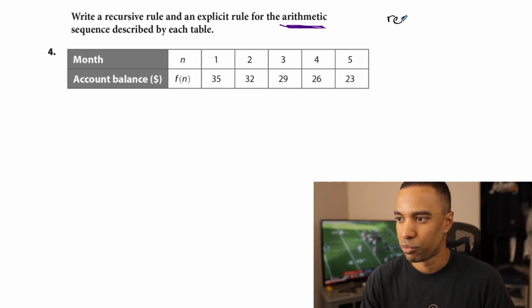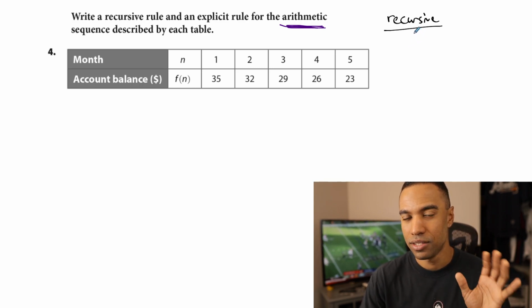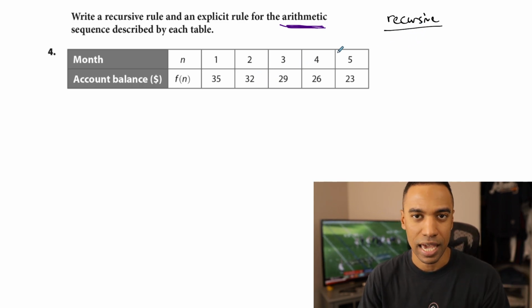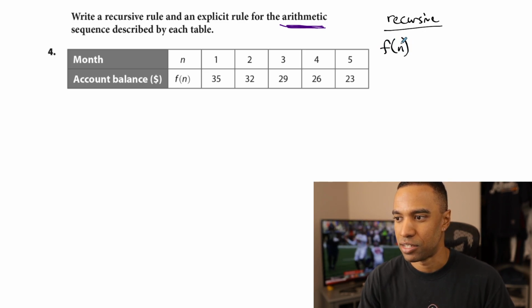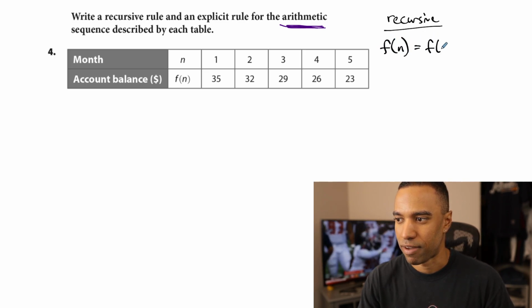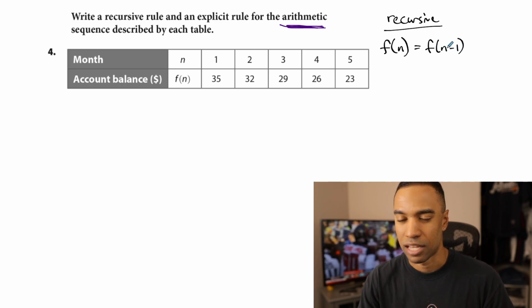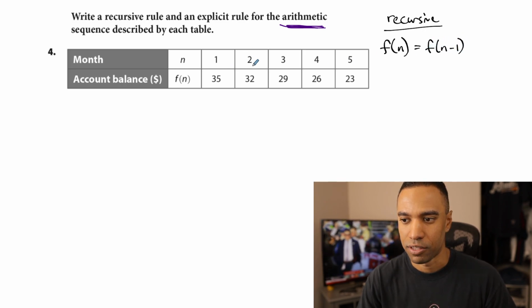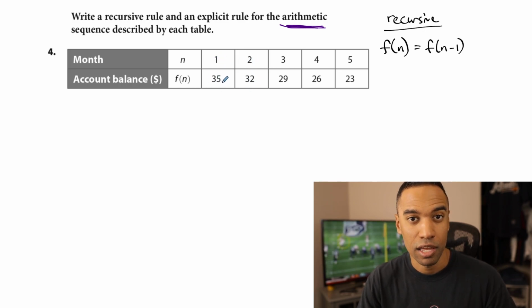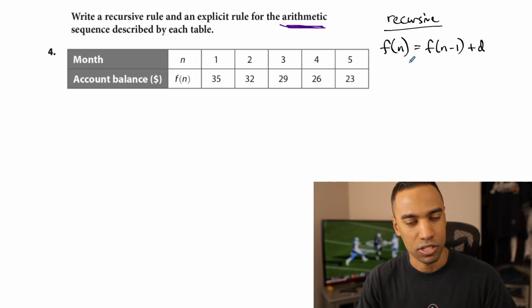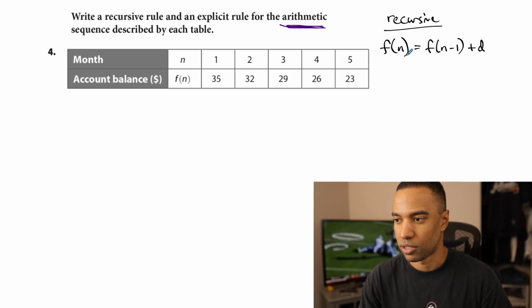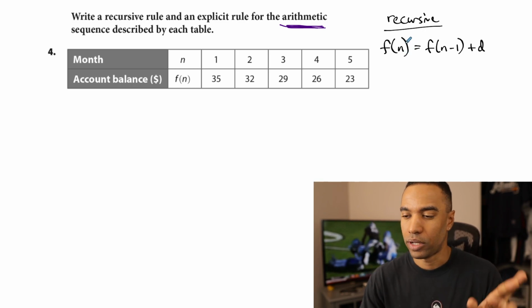A recursive rule relies on the value before it to get your next value. What I mean by that is, in order to get some f of n, to get some value here, I'm going to take the value before it. And that's what that means, f of n minus 1. If this is n, this is n minus 1. So if this is f of n, this is f of n minus 1. I'm going to take the value before it, and I'm going to apply my common difference. If it's arithmetic, I'm going to apply my common difference. It looks like that. So let's do the recursive form with this.